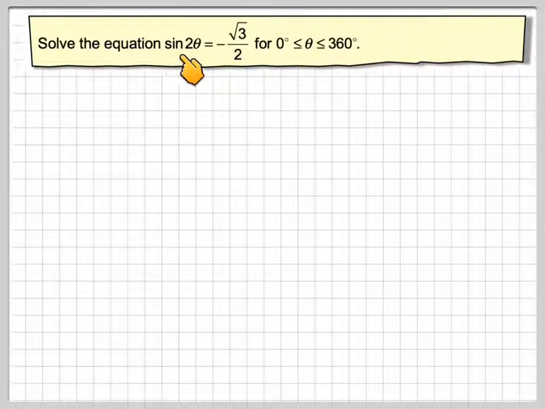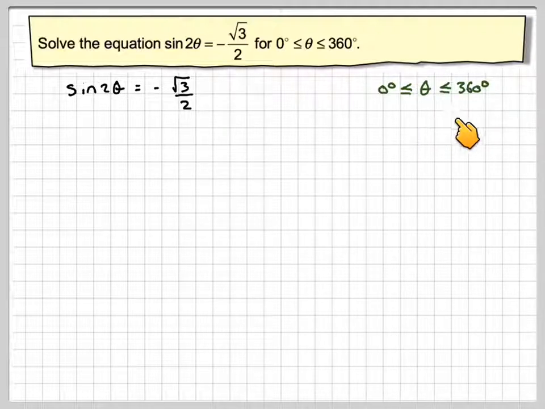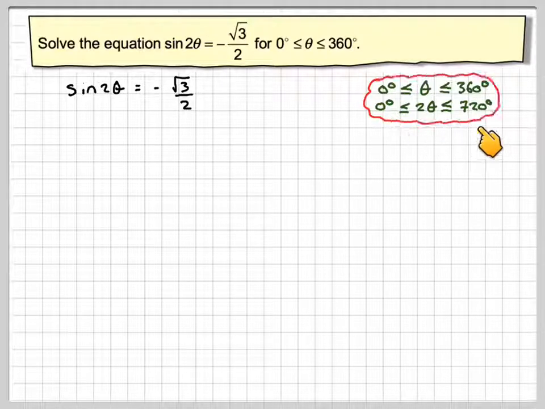Solve the equation sin 2θ = −√3/2, solving for θ between 0 and 360 degrees. So we've got sin 2θ is equal to minus root 3 over 2. Now if we're solving for θ between 0 and 360, then for 2θ we need to look for angles between 0 and 720. First of all, do sin⁻¹ of root 3 over 2.